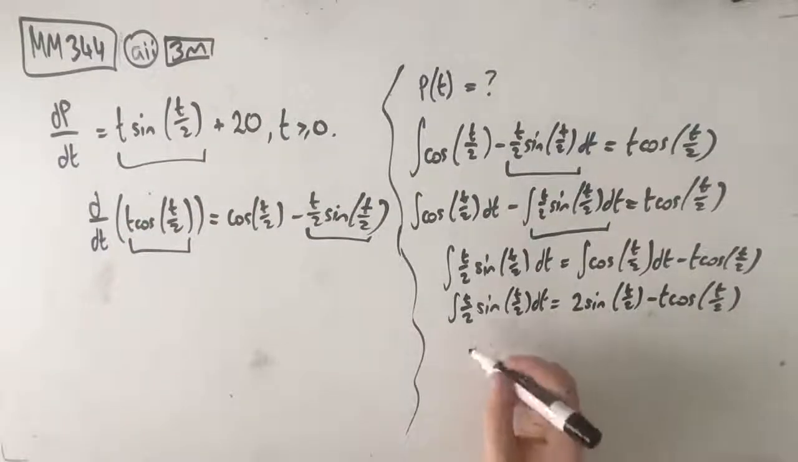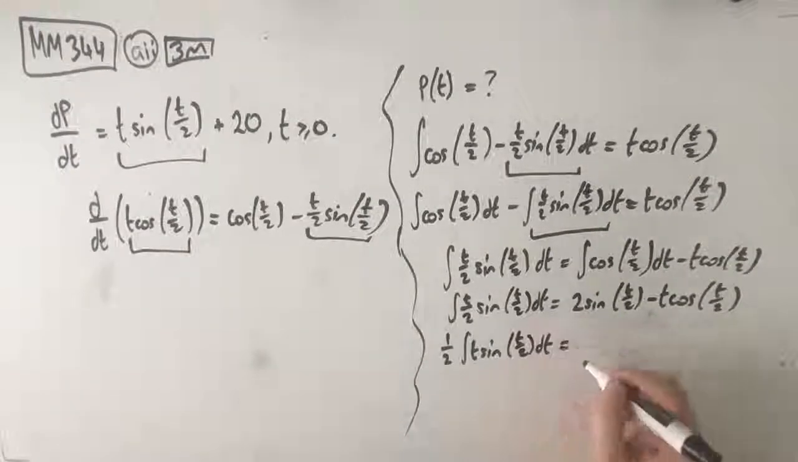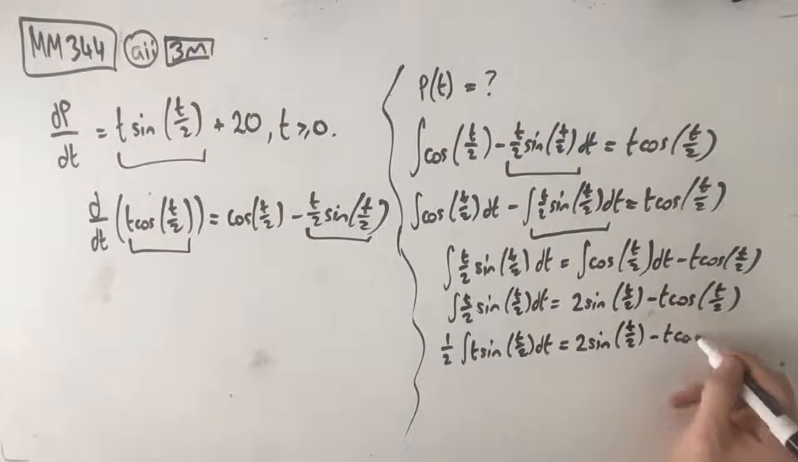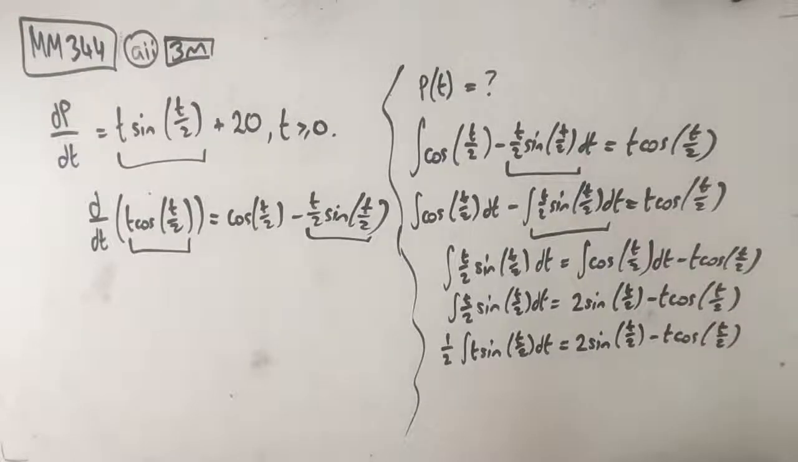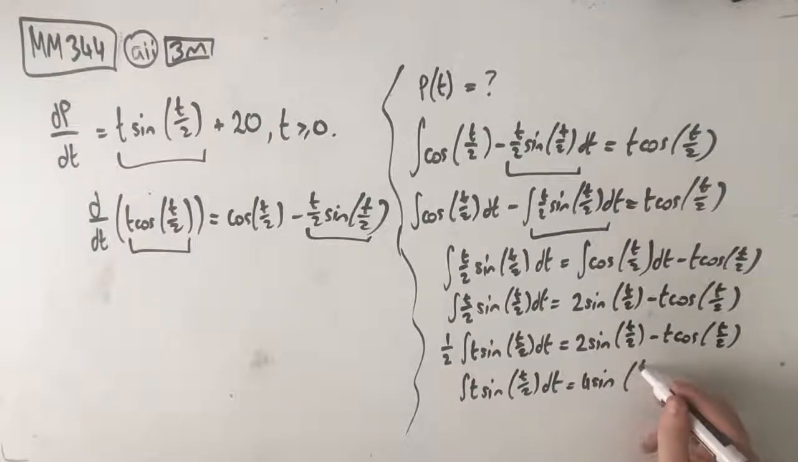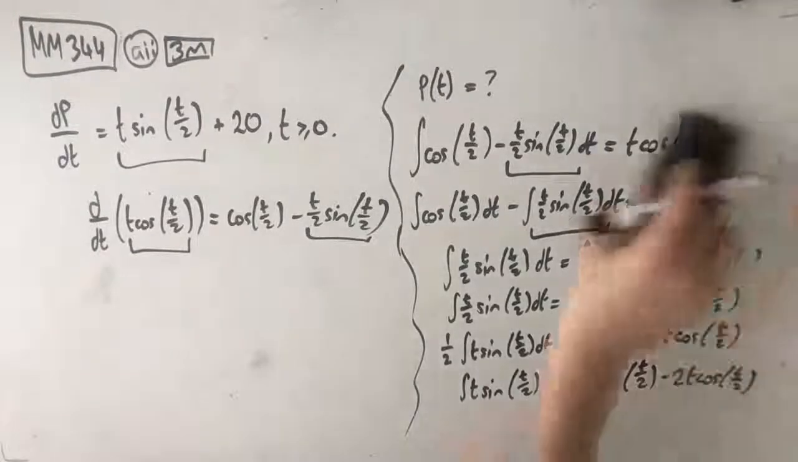So what we're going to do is take out half as a common factor. We're going to get half the integral of t sine of t on 2 dt equals 2 sine of t on 2 minus t cos of t on 2. I know this is a lot of work, but it's just part of it. So we're going to multiply both sides by 2 to get rid of this 1/2. So we get the integral of t sine of t on 2 dt equals 4 sine t on 2 minus 2t cos of t on 2. Awesome. I'm going to go back up here.